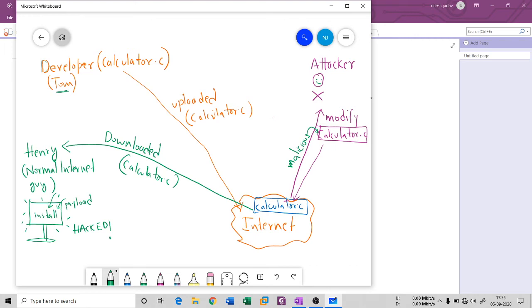There is no integrity level. I cannot check that this calculator.c, developed by the original developer, is the correct version, the correct program. I cannot verify whether the program I am downloading and installing is the same program or not. I cannot compare it. There is no integrity level here, right?